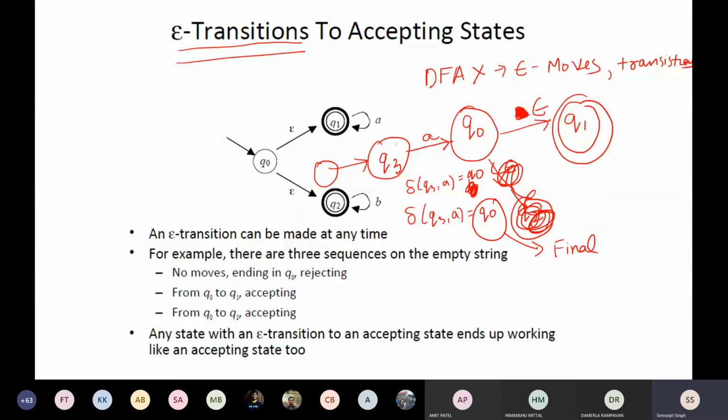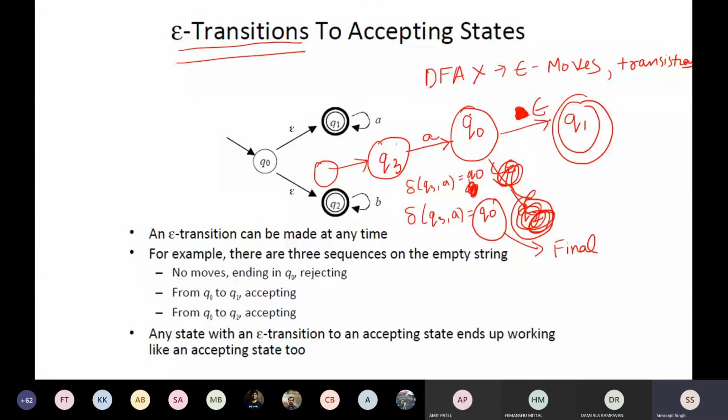Again, there is no kind of input needed for the Q node. So this is a null string, and if you reach this state, you can move to Q1. It depends on you. It is as good as saying that you reached the final state, which is Q1. So any state with an epsilon transition to an accepting state ends up working like an accepting state too.